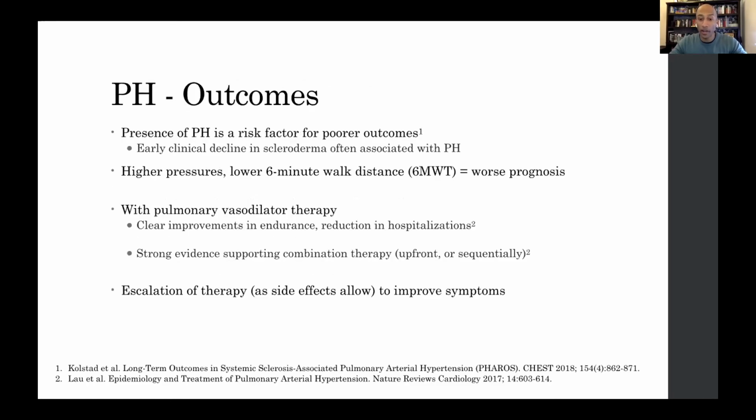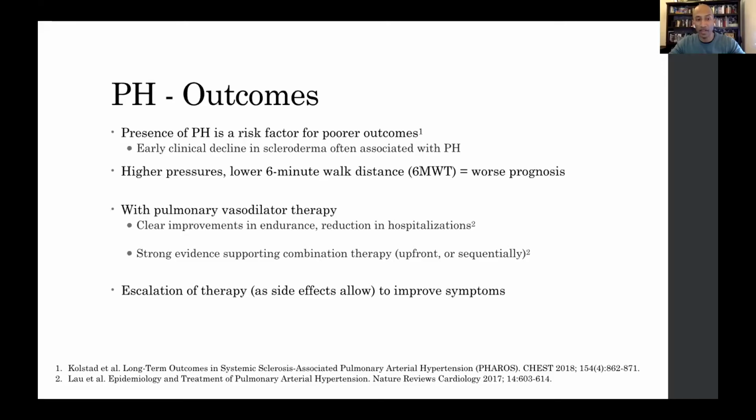So the presence of pulmonary hypertension in general, regardless of the underlying lung disease, whether it be COPD or interstitial lung disease, but in particular systemic sclerosis, is a predictor of poorer outcomes. So it's really important to recognize this and treat this early rather than late. Early clinical decline in scleroderma, so people that do really poorly in scleroderma, is often associated with the presence of pulmonary hypertension. The higher the pressures in the lungs, the lower the 6-minute walk test, the worse the prognosis. And with the pulmonary vasodilator therapy, so those specific medications for pulmonary hypertension, there are clear improvements in your ability to get up and move around, and there is a reduction in hospitalizations as well too.